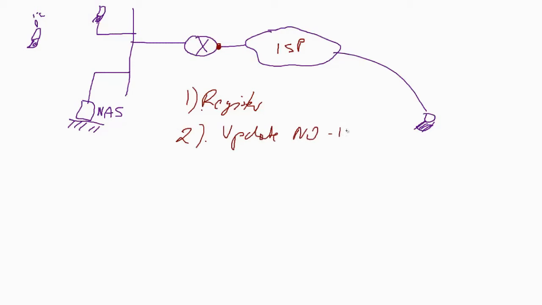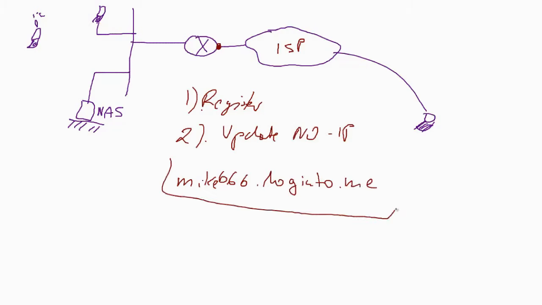NoIP. What does it mean? Well, it means that you decided to go for, let's go for a real name that NoIP use, loginto.me. Okay, so you said Mike666 dot, what was it? loginto.me. Okay, that is your host name.